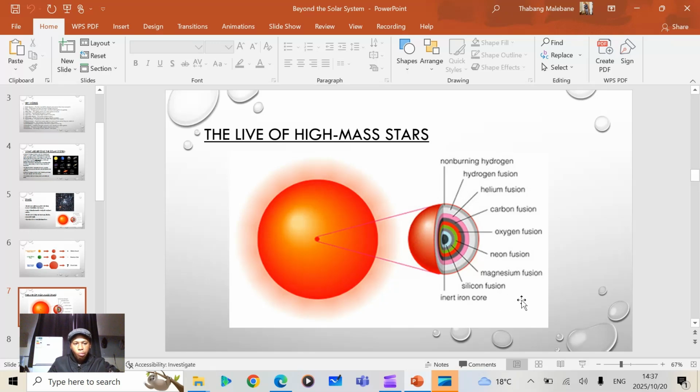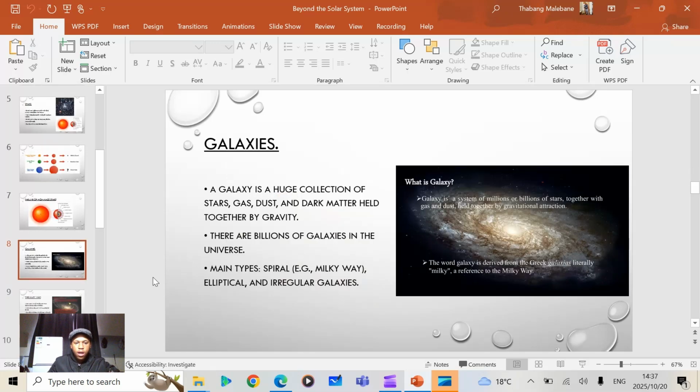Another one, we have the galaxies. A galaxy is a huge collection of stars, gas, dust, and dark matter held together by gravity. There are billions of galaxies in the universe.